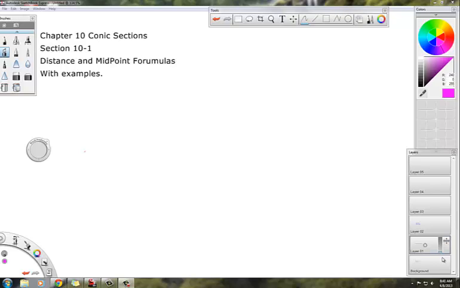Hey pre-calculus students, today we're starting chapter 10, conic sections, and this is section 1, and we're not actually going to get into any shapes yet today. We're just going to practice some crusty old algebra 2 stuff called the distance formula and the midpoint formula, or maybe it's even algebra 1 stuff.